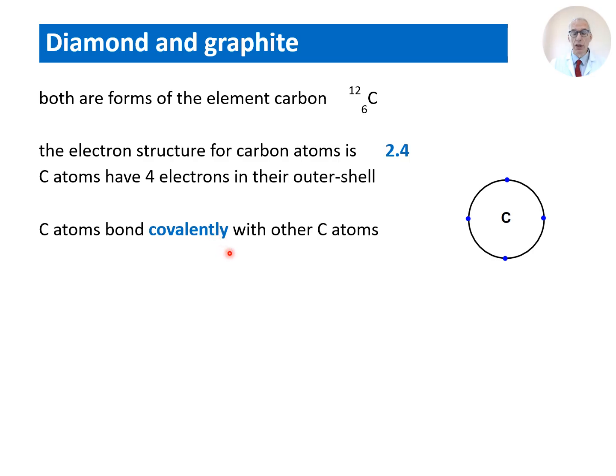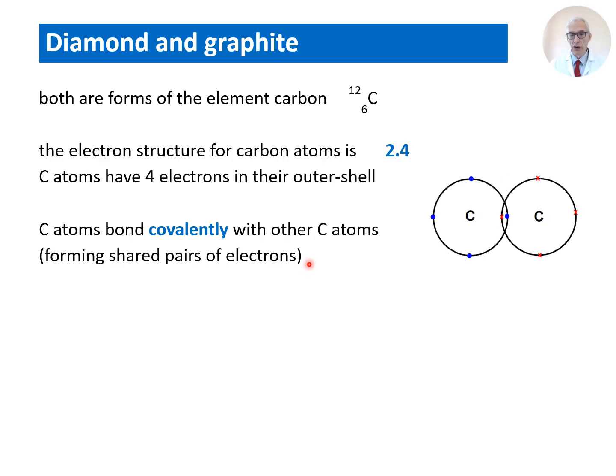Of course, carbon will bond covalently with other carbon atoms. Carbon is a non-metal. A carbon-carbon combination is non-metal with non-metal, so that would imply covalency. A covalent bond, of course, is a shared pair of electrons. So here is a carbon atom covalently bonding to a second carbon atom.